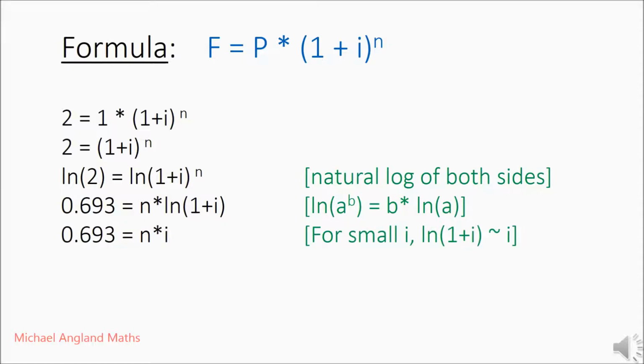Now the next step here, the left-hand side stays the same, but on the right-hand side, I've changed the expression from n times log of (1 + I) to n times I. The critical realization here is that for small values of I, log of (1 + I) is almost equal to I. And we'll look at why that's true by examining graphs of this to see what the error is.